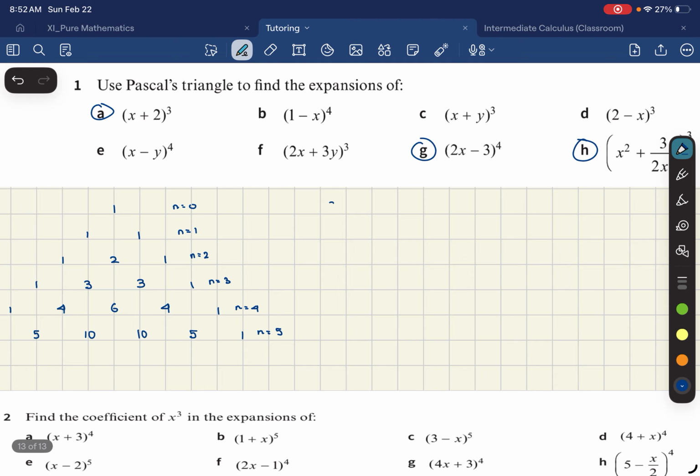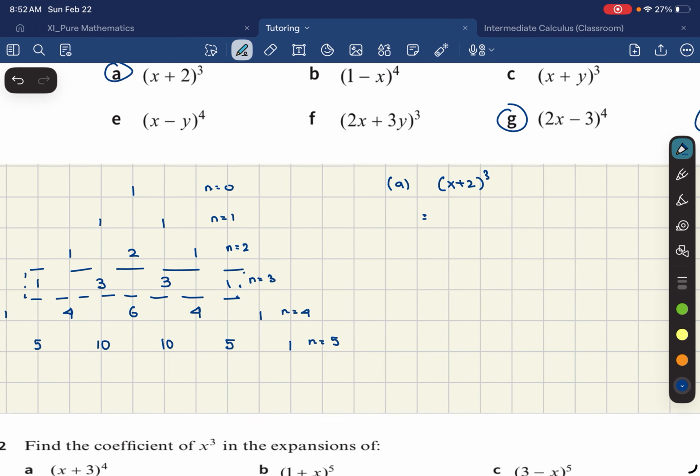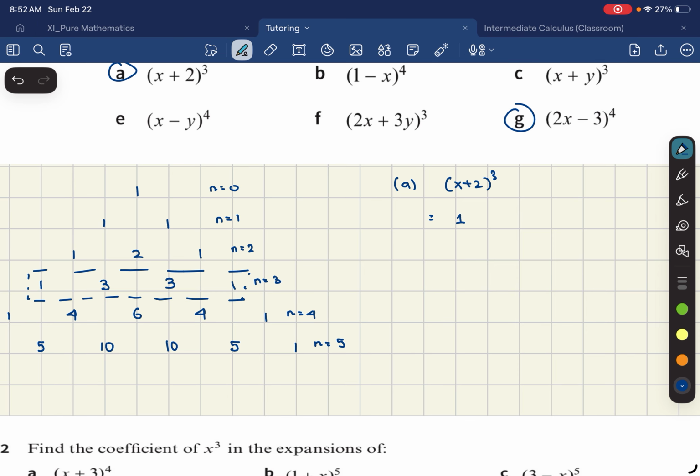So A just tells me x plus 2 cubed. So I want to go to my Pascal's triangle. n is equal to 3 is this row. And I want to start my expansion. So I take my coefficient. The first coefficient is 1, x to the power 3. Your first term is going to start from the highest power. Your second term is going to start from the 0 power.